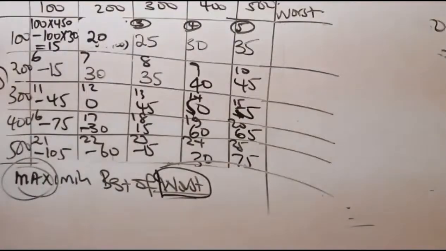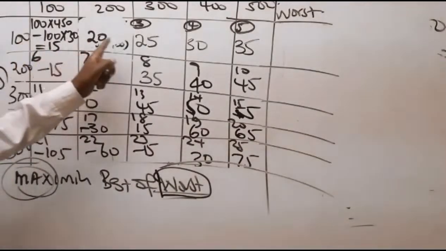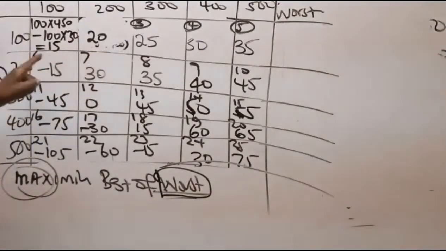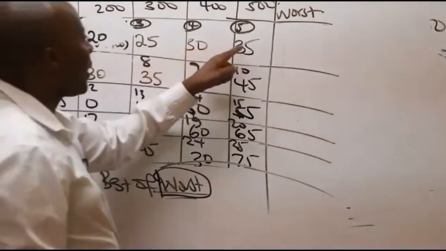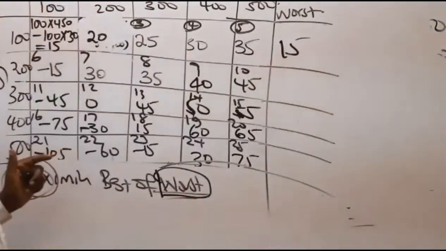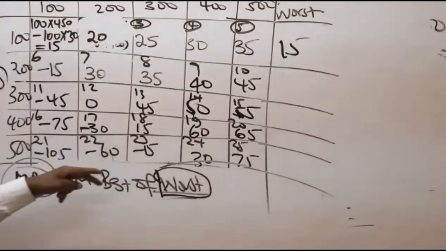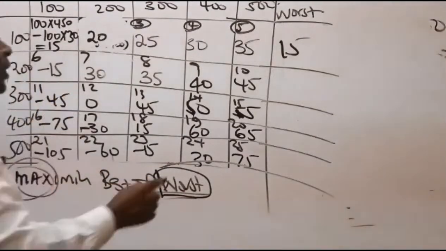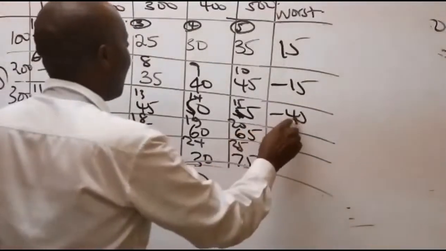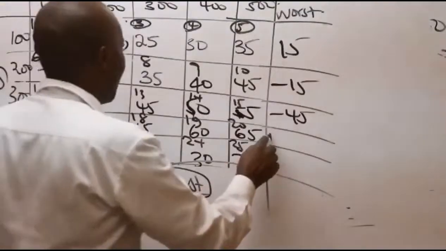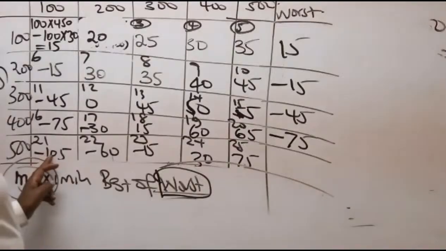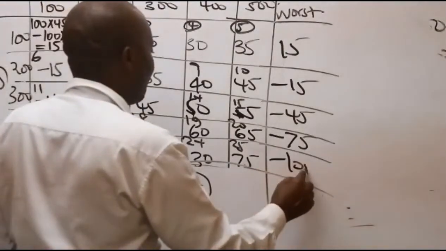For worst, for each row, each alternative, we select the worst profit, which will be the lowest profit. Here the worst profit is -15, the very lowest. The very worst here is -45. The very worst, ladies and gentlemen, is negative what here? 75. The very worst here is -105, the very lowest.